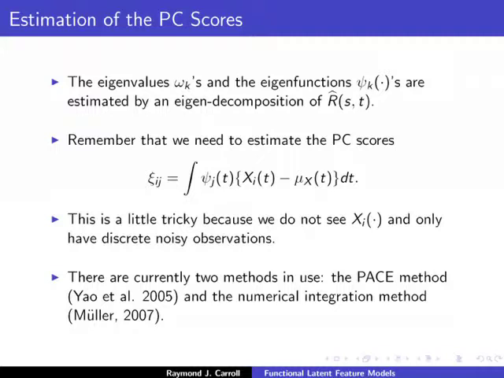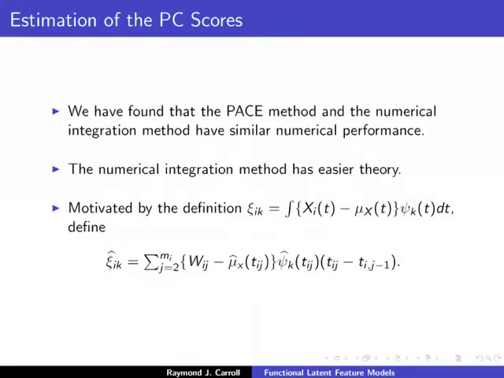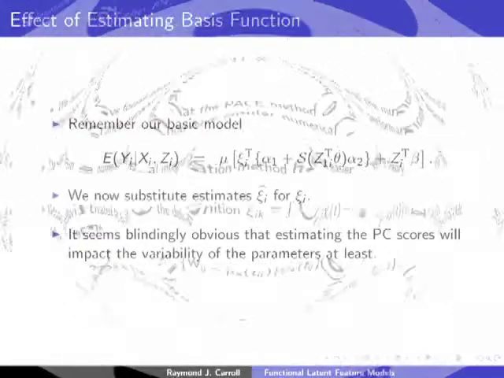In that framework, there's a literature on estimating the scores. There's the PACE method of Yao and the numerical integration method of Hans Müller. That, again, is trodden old ground. It turns out that the PACE method and the numerical integration method, in our simulations and examples, work effectively the same way. The numerical integration method's easier. t is on 0 to 1, and so the obvious numerical integration method is this. So that gives us our estimates of these scores. And that's pretty cool. And so you've got your basic model.